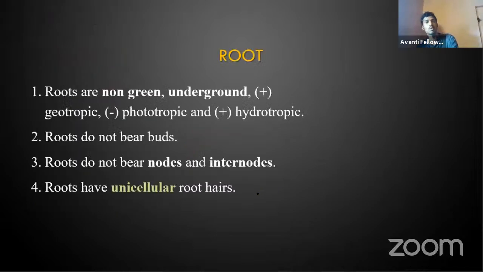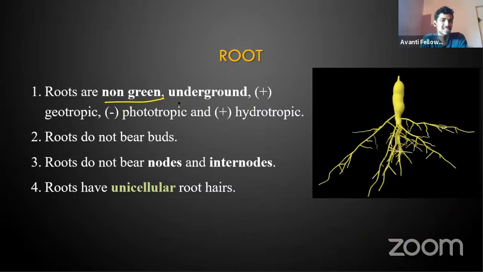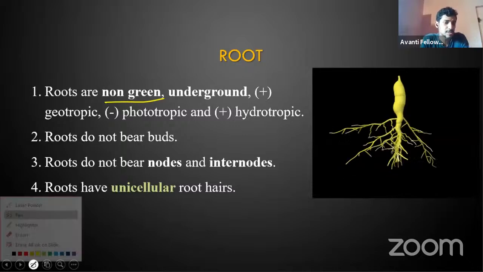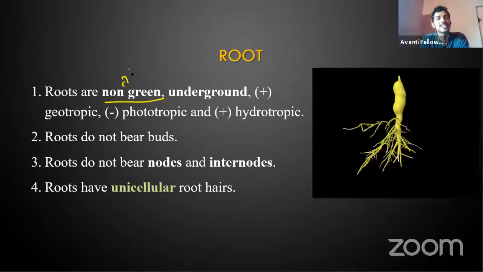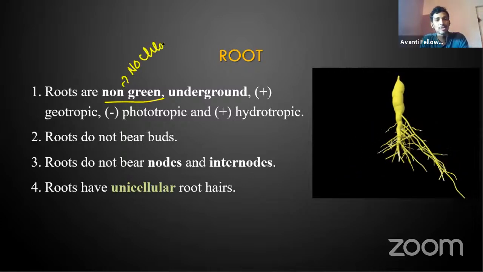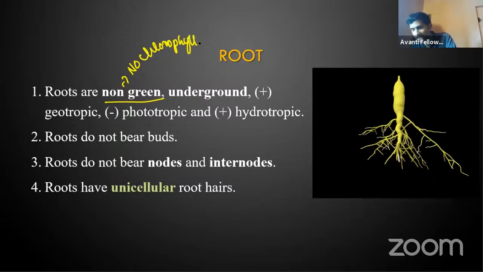Then we will quickly move on to our discussion part. Actually, we discussed these things also. I just want to repeat it. So roots are non-green, that means non-green color because they do not have any chlorophyll. Which part has the chlorophyll then? The stem has the chlorophyll, right?